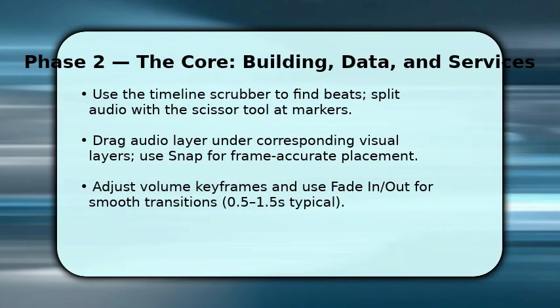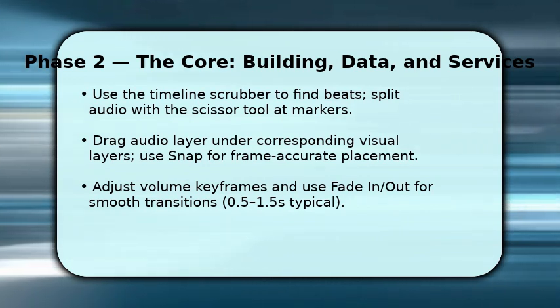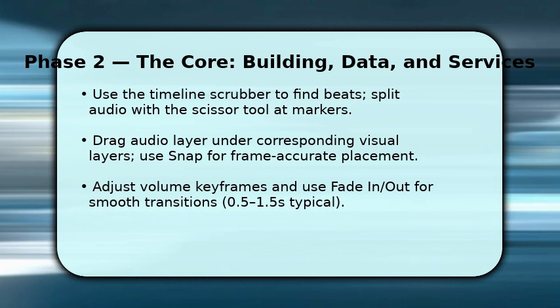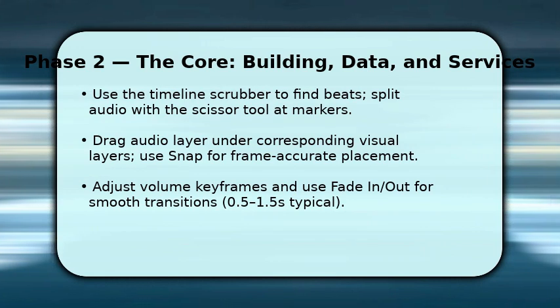Now you trim and synchronize. Move the timeline scrubber to the first beat you need and split the audio with the scissor tool. Repeat at key markers. Once split, drag audio segments beneath the matching visual clips and use Snap for frame-accurate placement. This prevents drift. Add volume keyframes where dynamics change so your edits sound intentional, and apply short fade-in or fade-out, usually 1/2 to 1.5 seconds, to avoid abrupt cuts. Precise alignment makes a big difference in perceived quality.